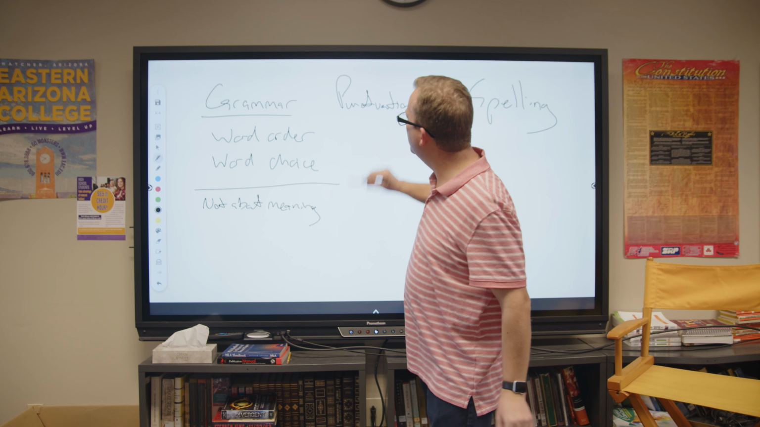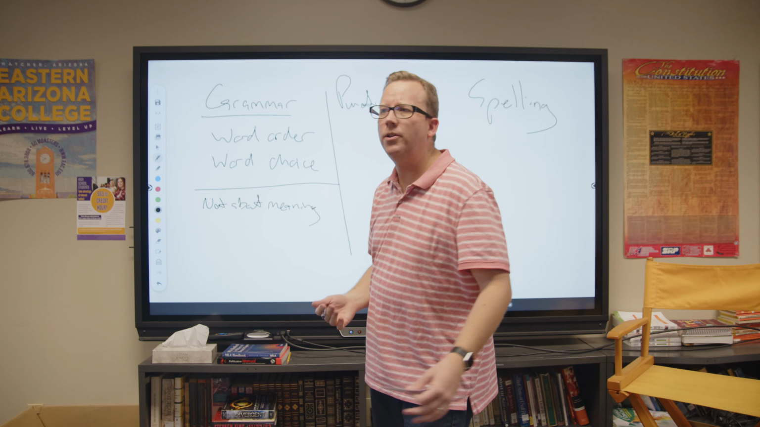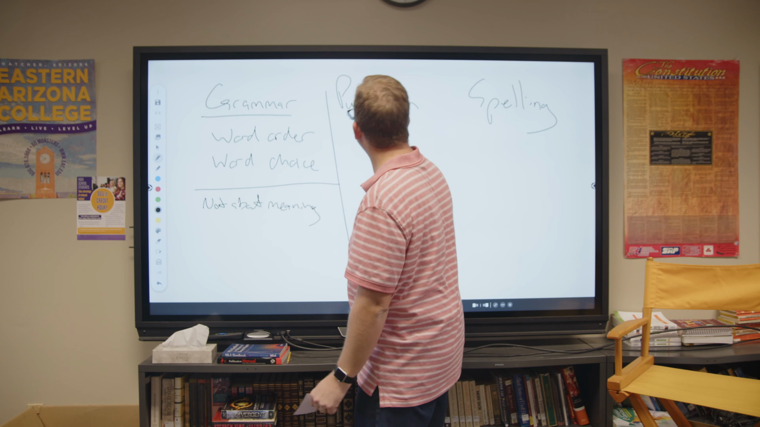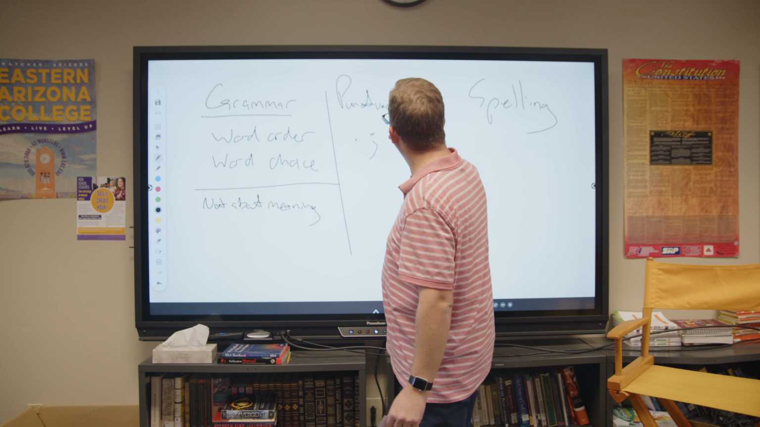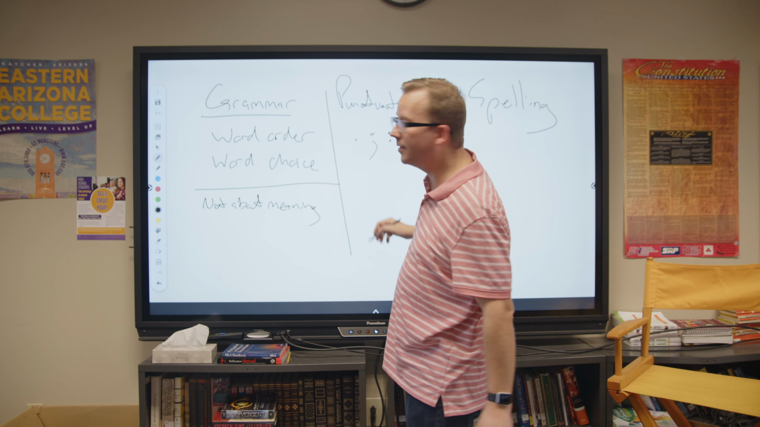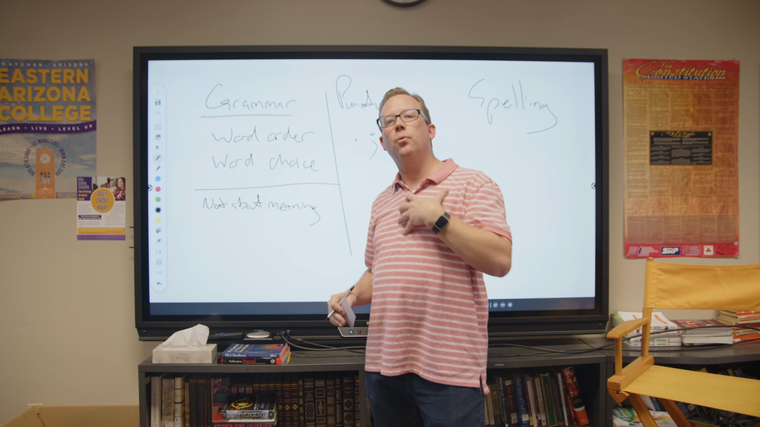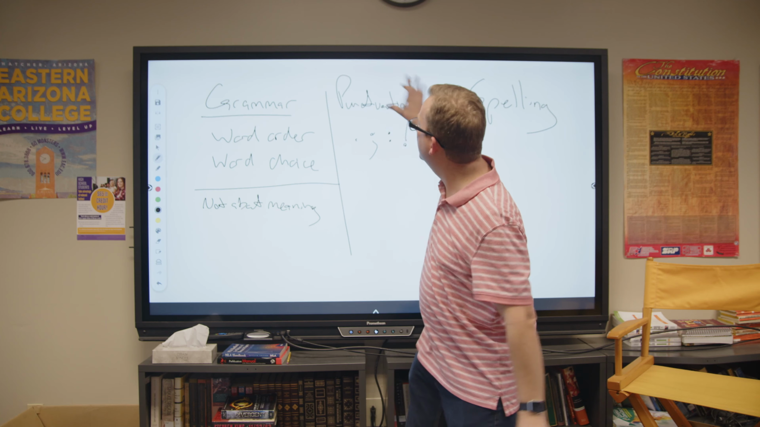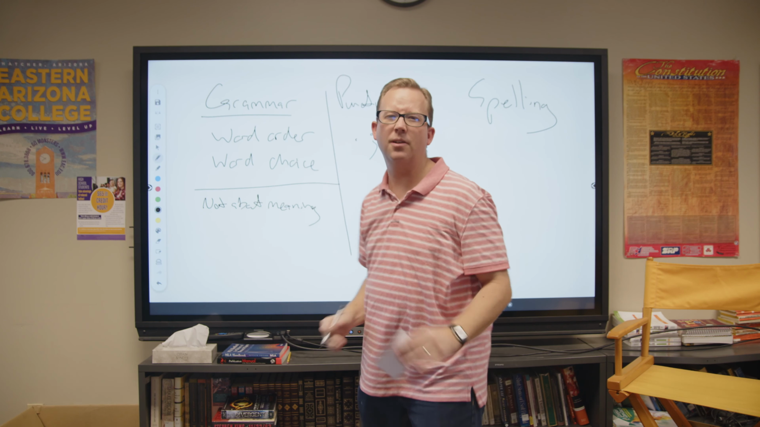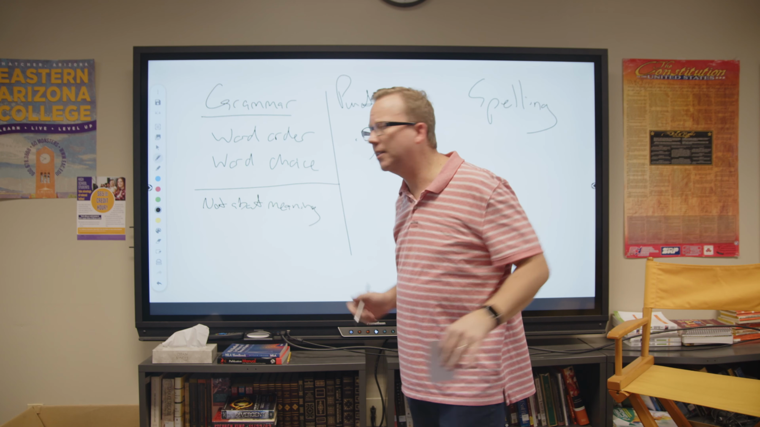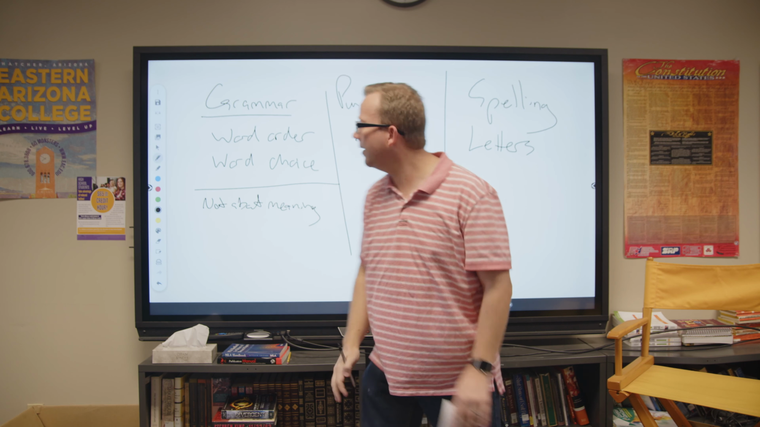Here we go. Punctuation, those are the symbols that you get when you are looking at a page. You're getting a period, you're getting your semicolons, your colons, your exclamation points, your question marks. Those are all symbols that help the reader to understand what's happening on the page. This is punctuation. This is not punctuation, though. They overlap. Obviously, they affect each other. And then spelling, that's all about the letters, right?